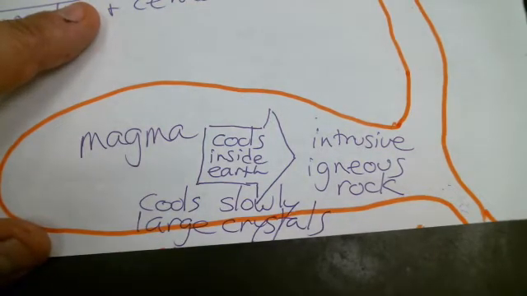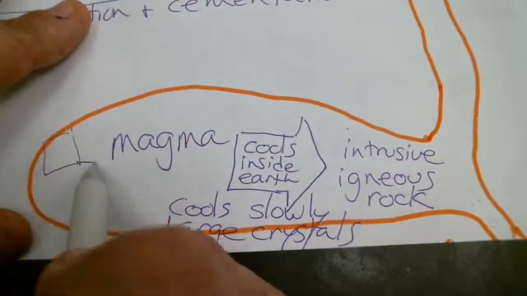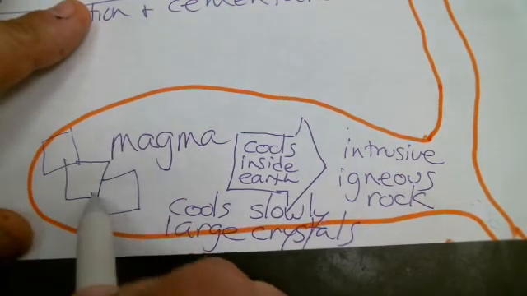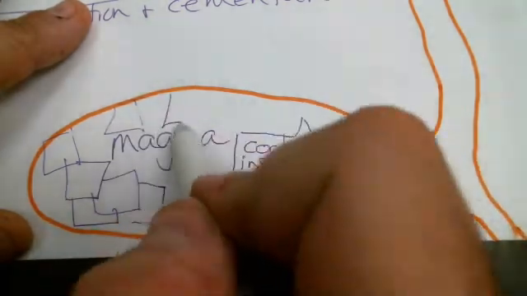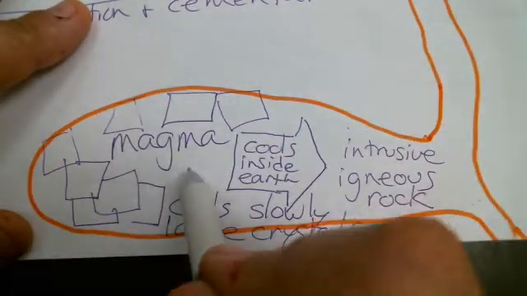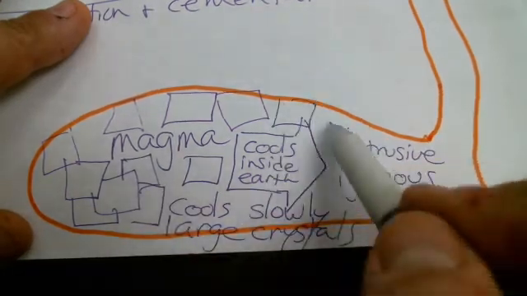Since the liquid turning into solid occurs over a very long period of time, that allows crystals to form in the solid rock as it gradually cools. So to show that, I want you to put really big squares all around your words. This represents the large crystals that can form while it slowly cools.